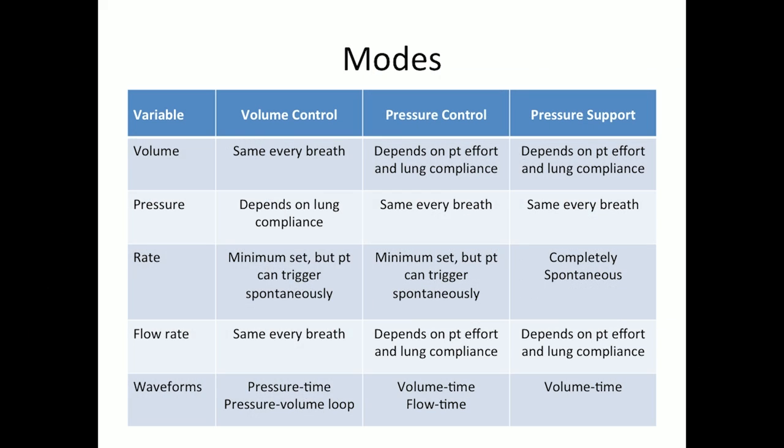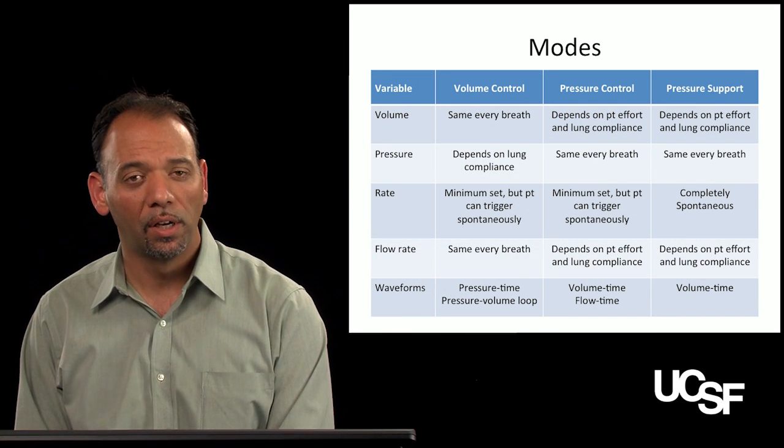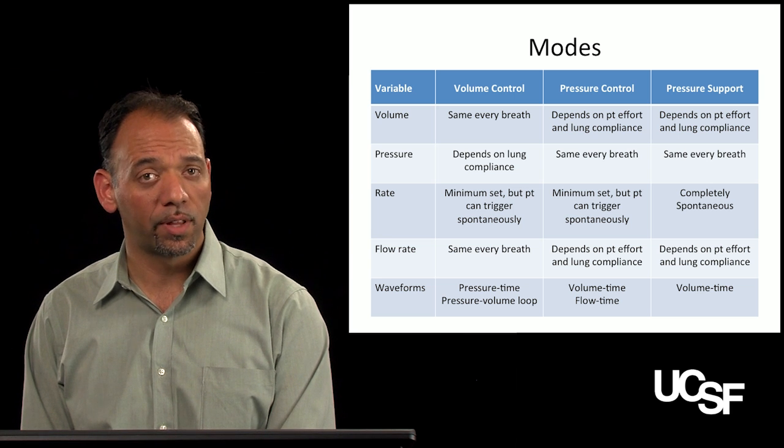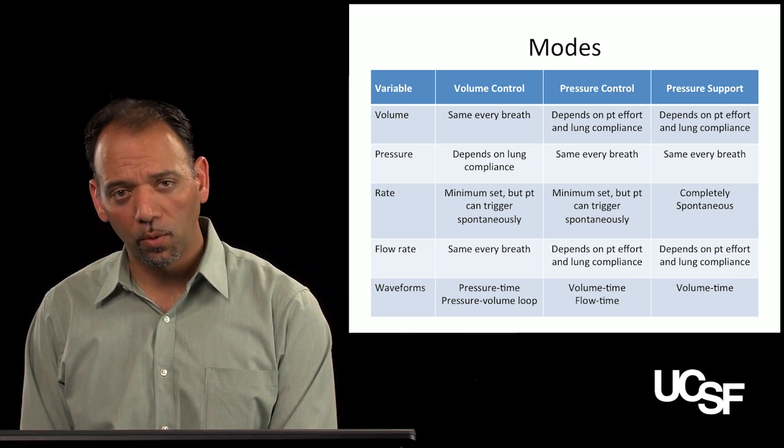The rate in volume control is set. They will get the minimum rate that you prescribe, but the patient can trigger a rate above that at whatever they prefer, whatever their physiology dictates. The flow rate, again, is the same for every single breath in volume control. And this is the key feature of volume control in comparison to the others. We set a constant flow rate throughout the inspiratory time for the volume that you're giving. And we'll show the other ones in a second.